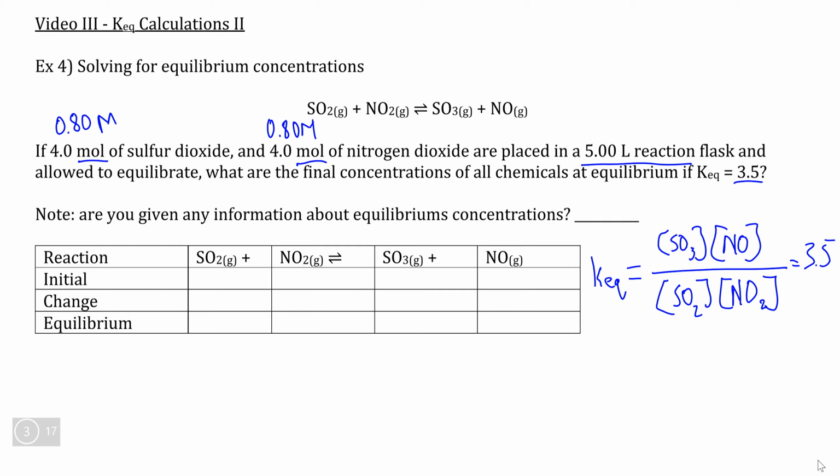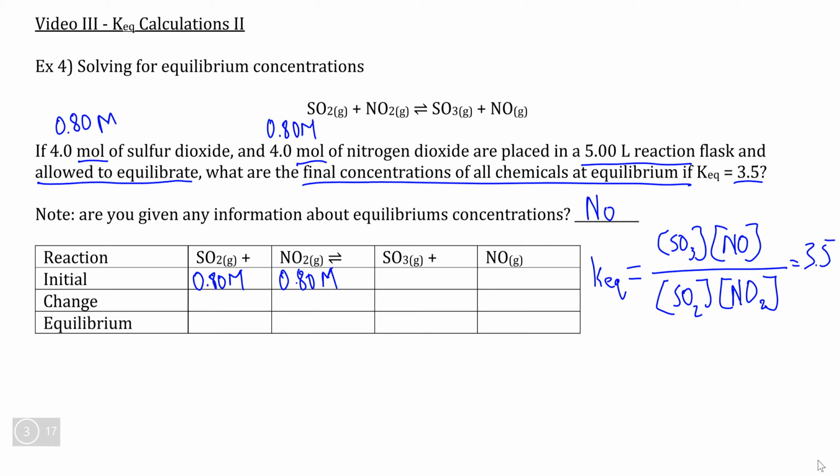Now, the second problem is that we're told that these initial quantities are placed in a reaction flask and allowed to equilibrate, which means that we're not told any information about the equilibrium quantities. That's what we need to actually calculate here. So because we're given the initial quantities of each of our reactants, we can go ahead and write those into our RICE table like so.